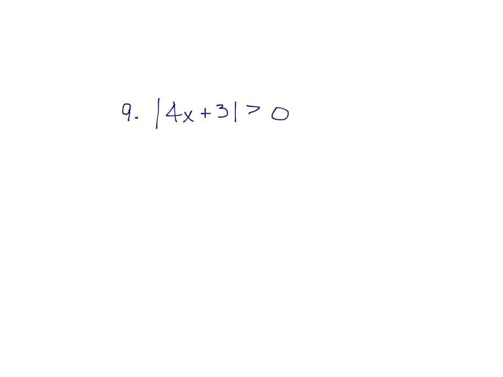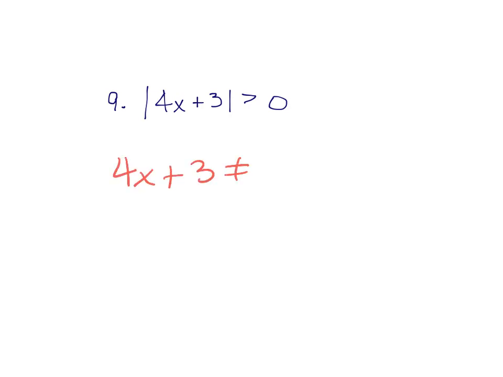All right. So on this one, at first glance, you're going to think, wait a minute, I'm always going to get a number greater than 0, correct? So you might think, wait a minute, it's all real numbers. However, when this thing equals 0, it wouldn't work. So for this problem, I have to figure out what wouldn't work. So I'm going to take 4x plus 3, set it not equal to 0. This is what x cannot be. And I'm going to show you after I solve it what happens. So subtract 3.